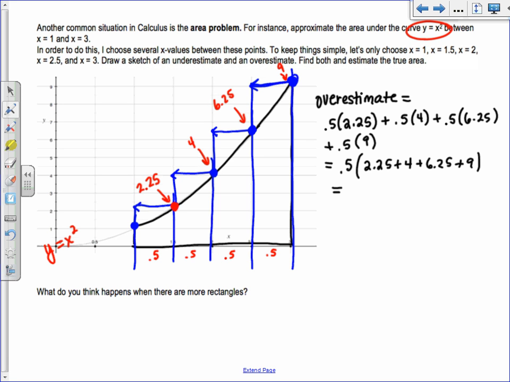So go back to your main string and let's find that. Did you guys get 43? 0.5 is the common width for all of them, so you can pull the 0.5 out.